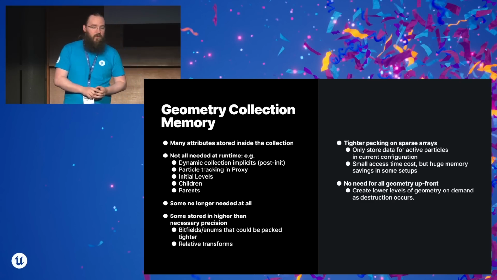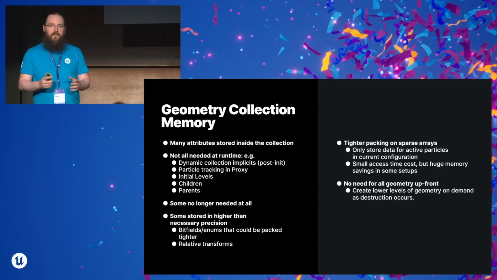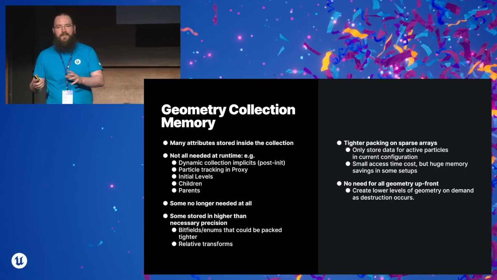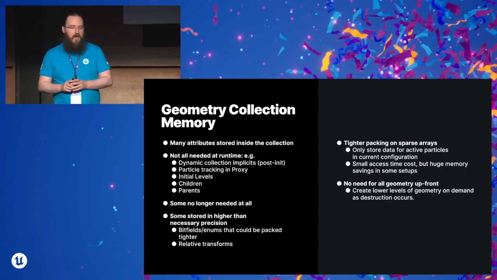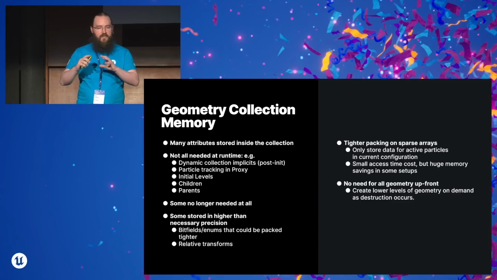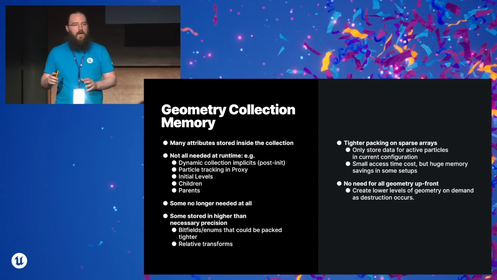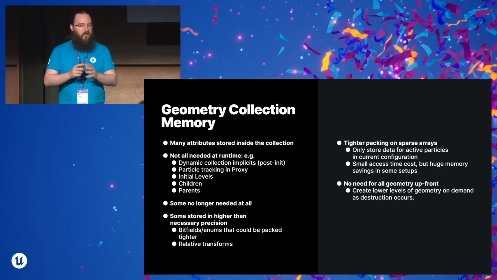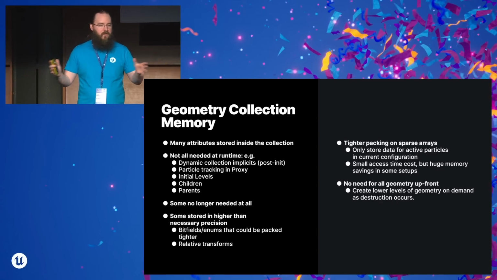We could also narrow some types. We tightened the underlying storage on a bunch of enum and bit field flagged data fields, and reduced precision where possible on other values, such as relative transforms inside a geometry collection when it's at rest. Didn't need to cover the whole double precision space, so we could narrow those down.